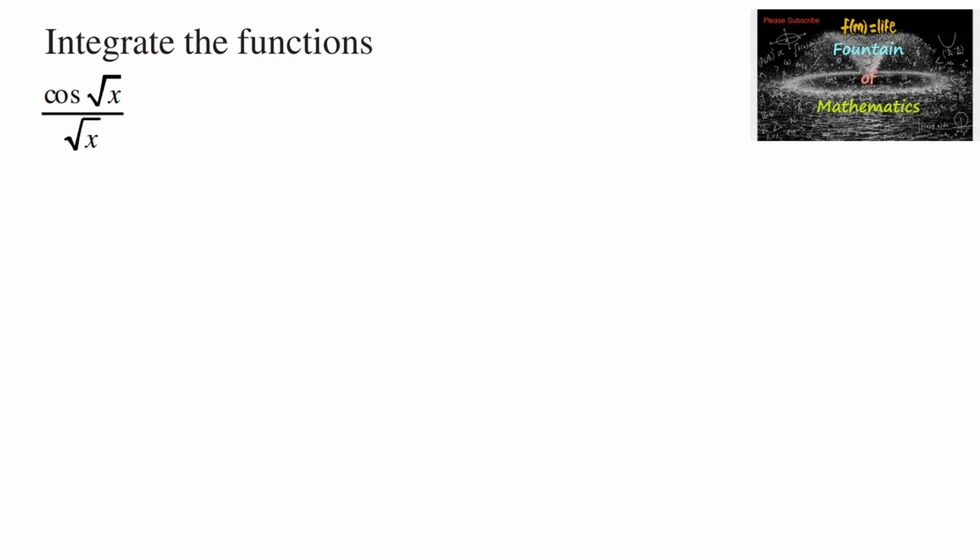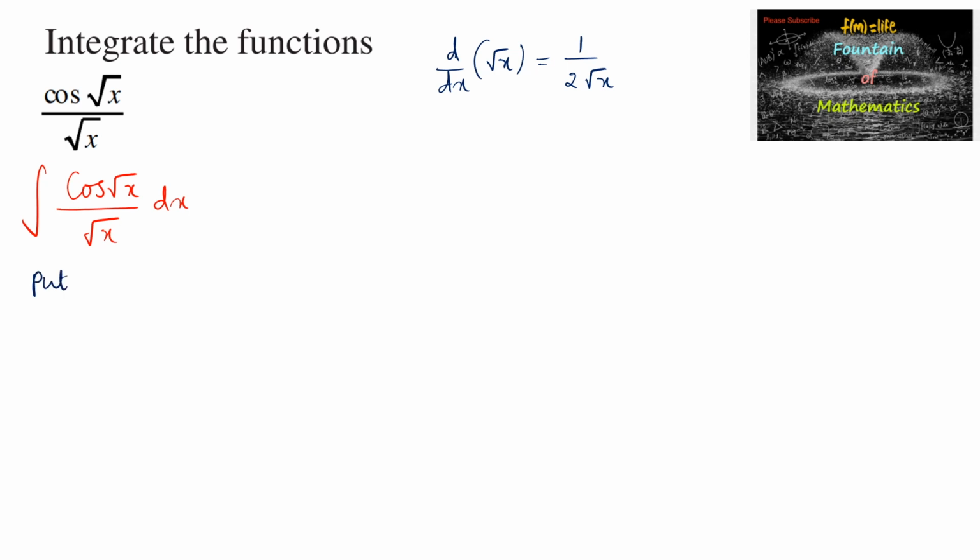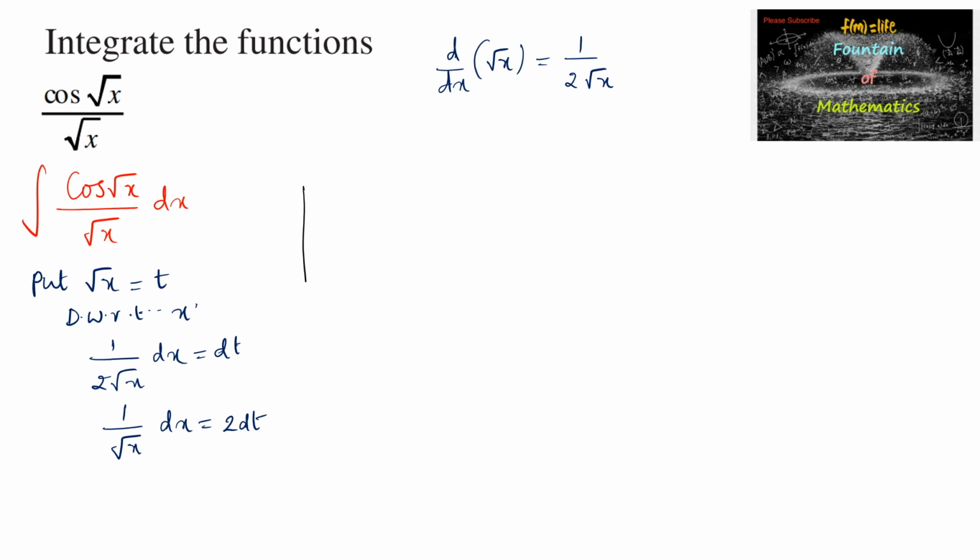Integrate the function cos root x upon root x. So we can write integral cos root x upon root x dx. And we know that d by dx of root x is 1 upon 2 root x. So let us consider I, and here put root x is equal to t, which implies on differentiating, we have 1 by 2 root x dx is equal to dt, or 1 upon root x dx will be 2 times dt.